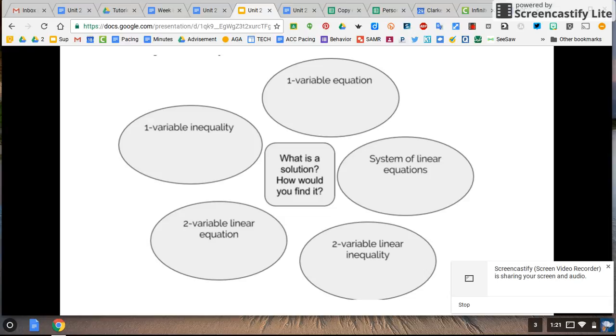Maybe what format the problem might be in, and then how you would represent that either on a graph or a number line. So take a few minutes to do that now, and then come back and join me, and we'll look at each one separately.